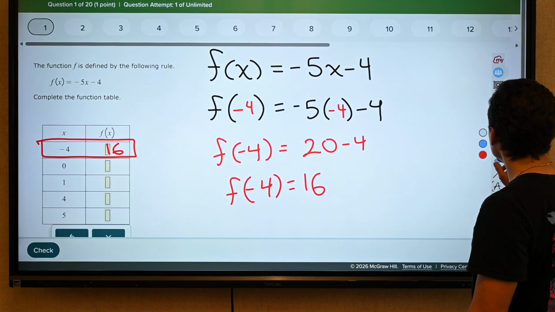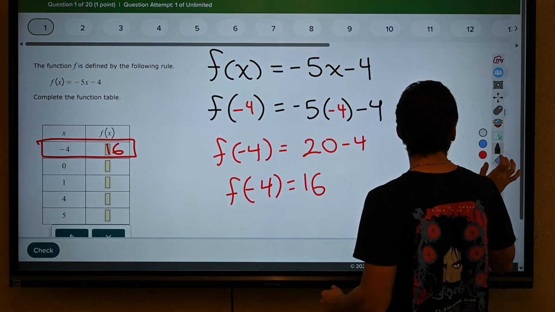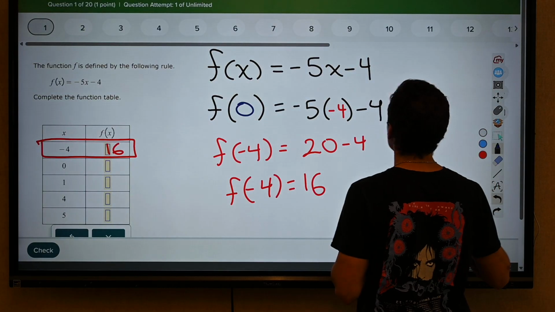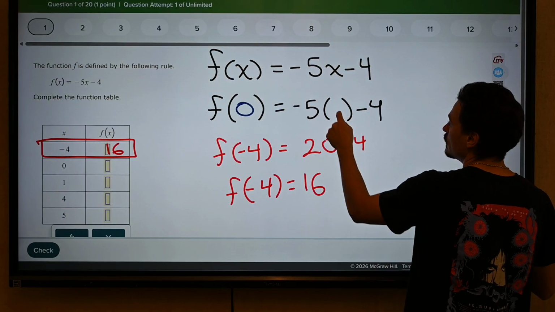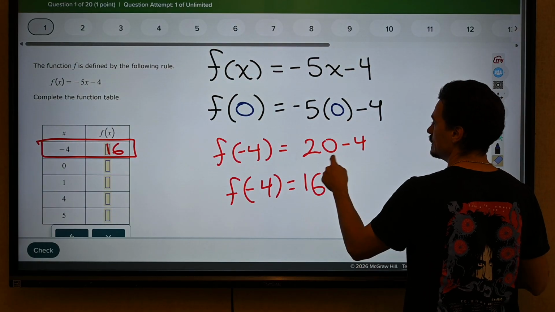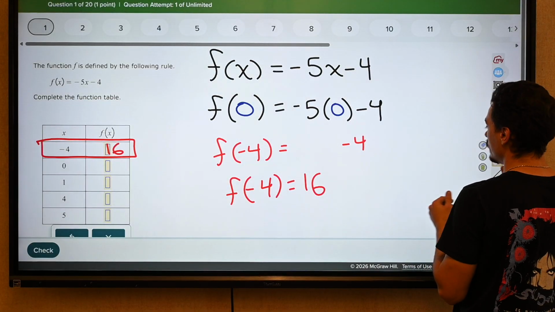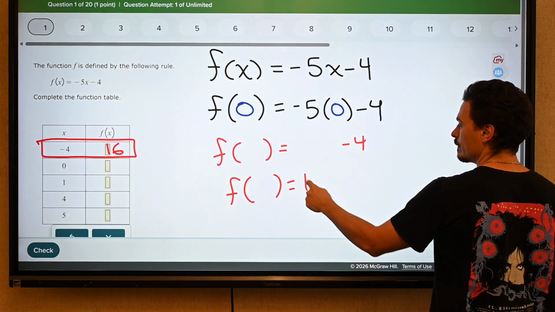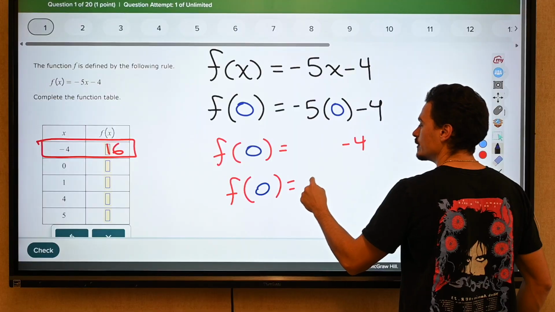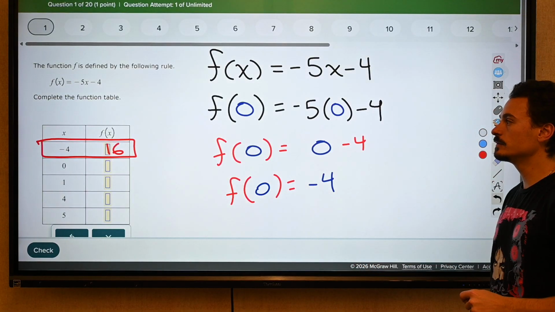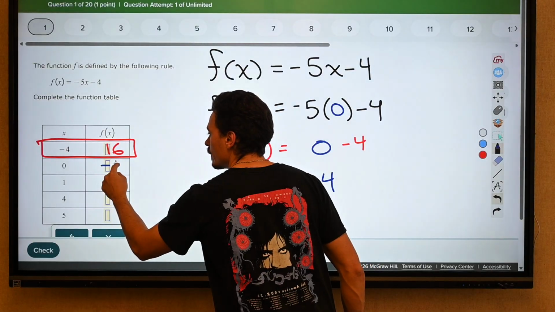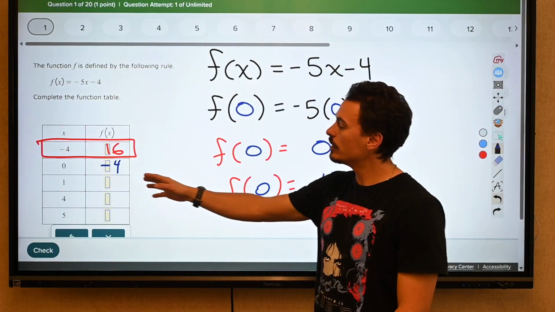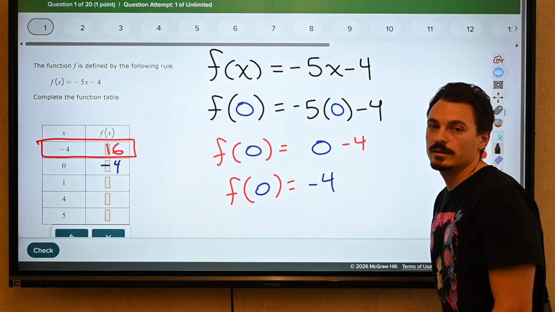The next one is pretty easy because instead of negative 4 we have a 0. So these negative 4's turn to a 0. Anything times 0 is 0. So we get negative 4 for our answer. Likewise, you'd go through, change all those to a 1, get the answer, change all those to a 4, get the answer, change all those to a 5, get the answer. And hopefully you get what I'm doing here.